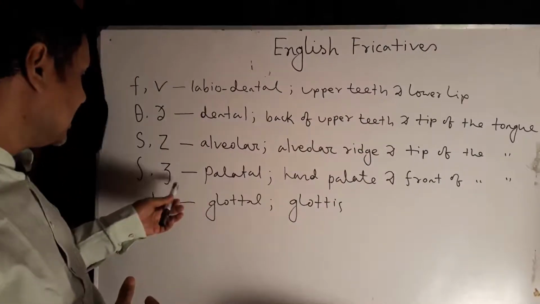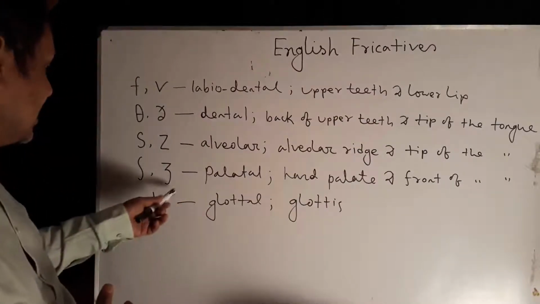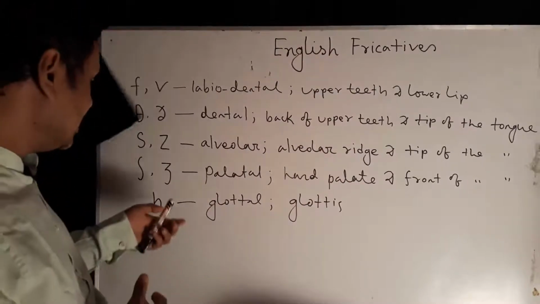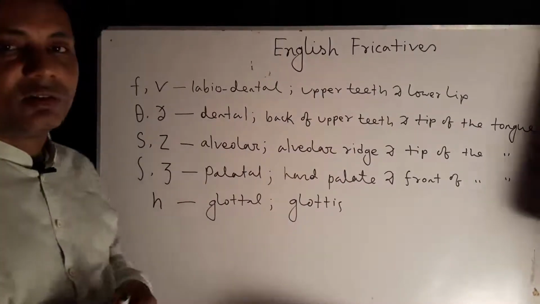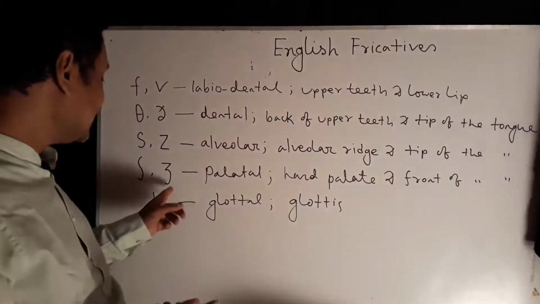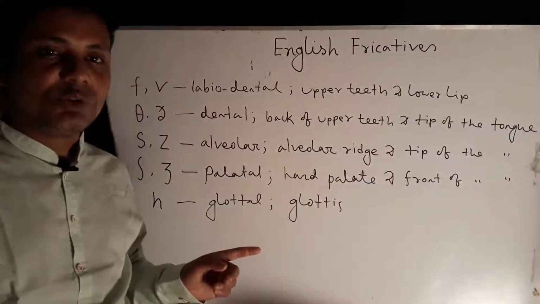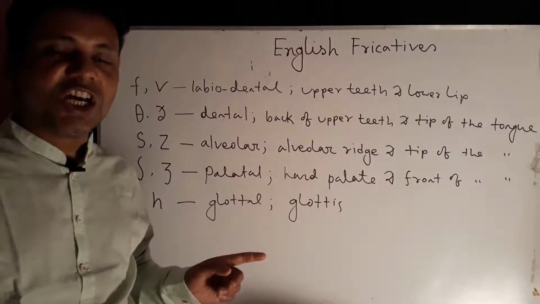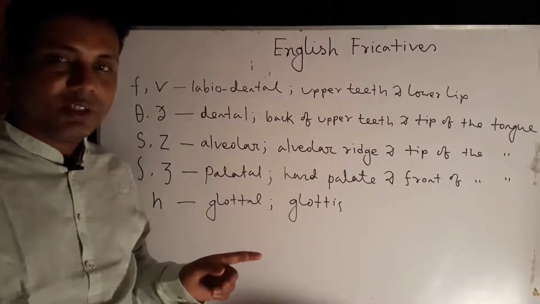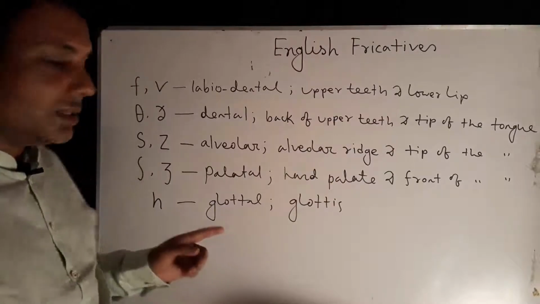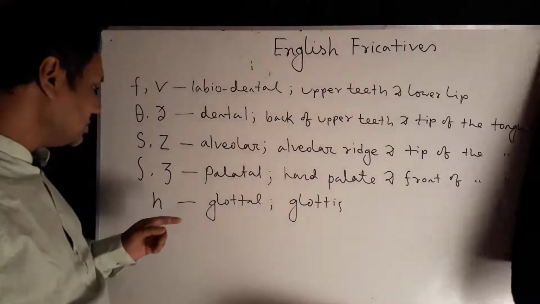Of course, this sound is difficult for us to pronounce because this sound is not found in Bangla. This is zha. For example, vision, television. We should say television, zha, zha. A little bit difficult. Usual, etc. are examples with the sound.